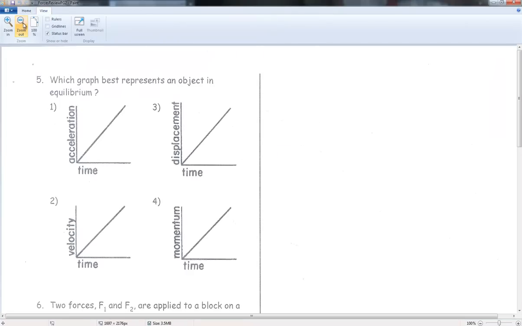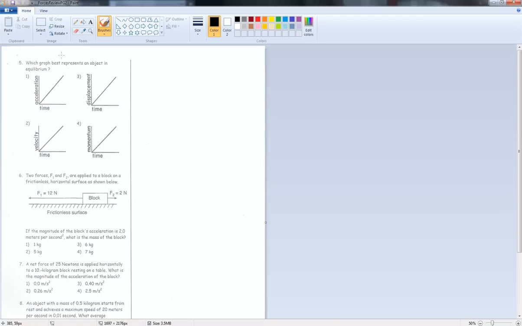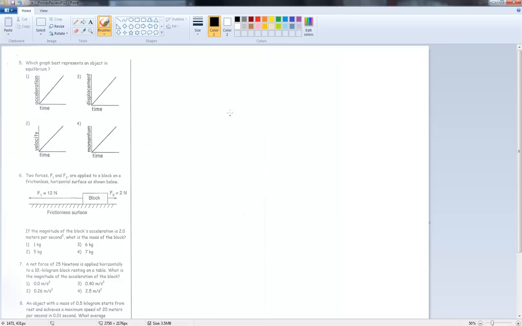Let's do a little zoom out here, a little too zoomed in. All right, so here we go. Which graph best represents an object in equilibrium? So we talked about equilibrium before. Equilibrium is when all the forces are balanced.